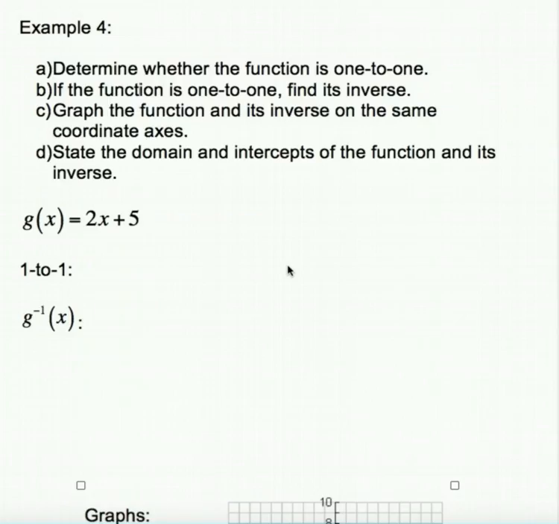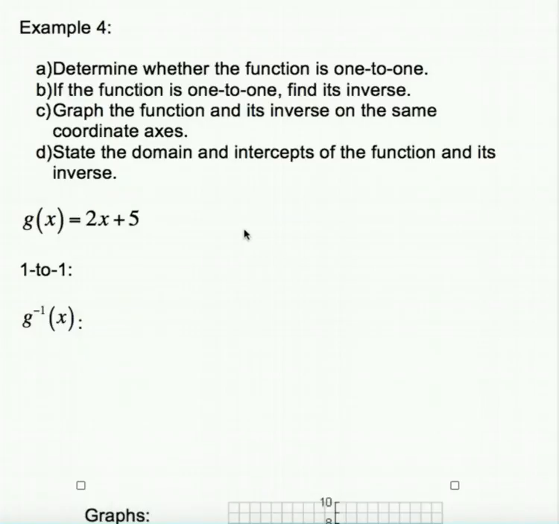Example 4. We have several parts. A says determine whether the function is one-to-one. B, if the function is one-to-one, find its inverse. Part C, graph the function and its inverse on the same coordinate axes. And then part D, state the domain and intercepts of the function and its inverse.